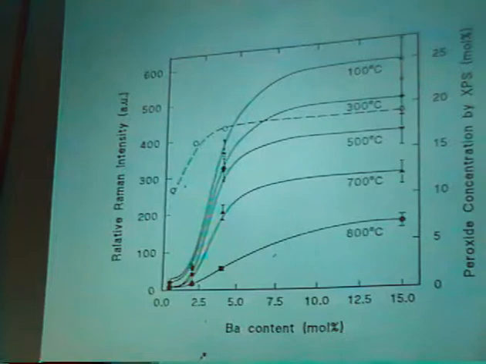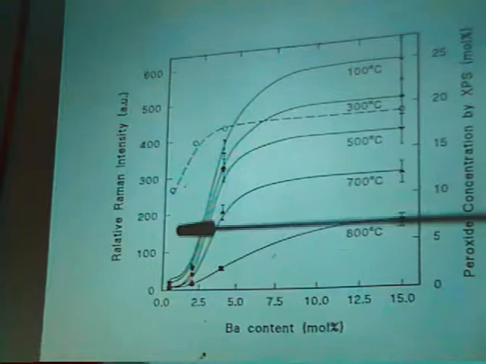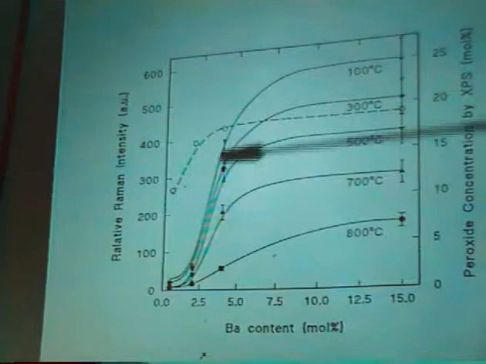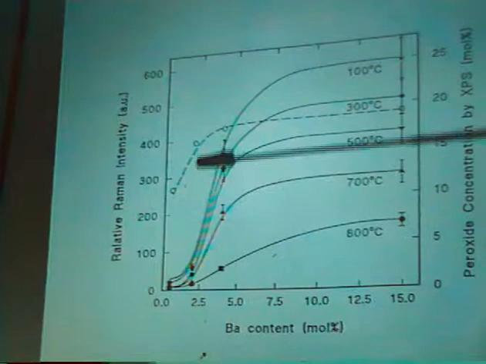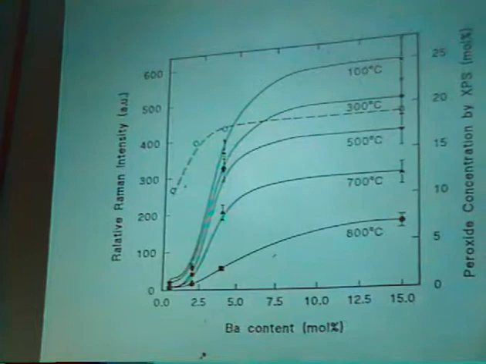Now, this should be compared with the XPS spectra of peroxide ions as indicated by the dashed lines, and by XPS we see a quite different functional behavior. That is, an increase even at the earliest loadings and then a leveling off at higher loadings. And I think this has to do principally with the sampling depth of the XPS versus the sampling depth of the Raman spectroscopy.